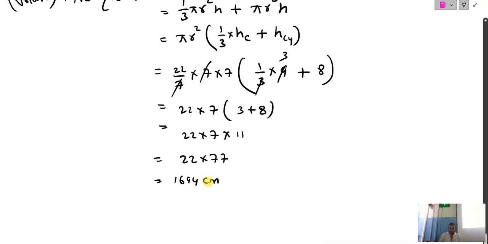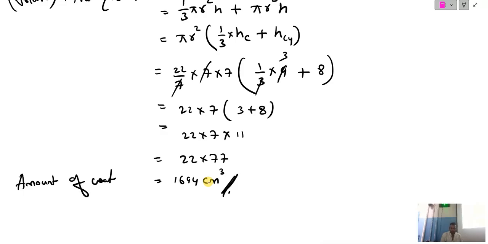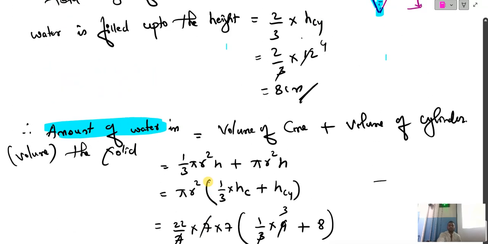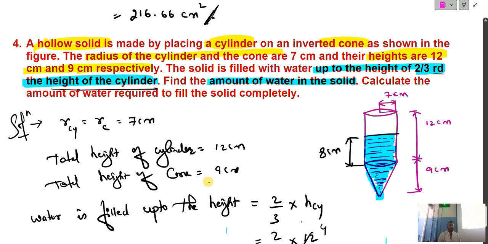1694 centimeter cube. So this much is the amount of water filled in this solid. Understood? Concept is clear? Amount of water in the solid. So we have calculated how much amount of water is present in the solid. Now, along with that, one more thing. As you can see, what is given in the question? Find the amount of water in the solid. And also they are asking, calculate the amount of water required to fill the solid completely.